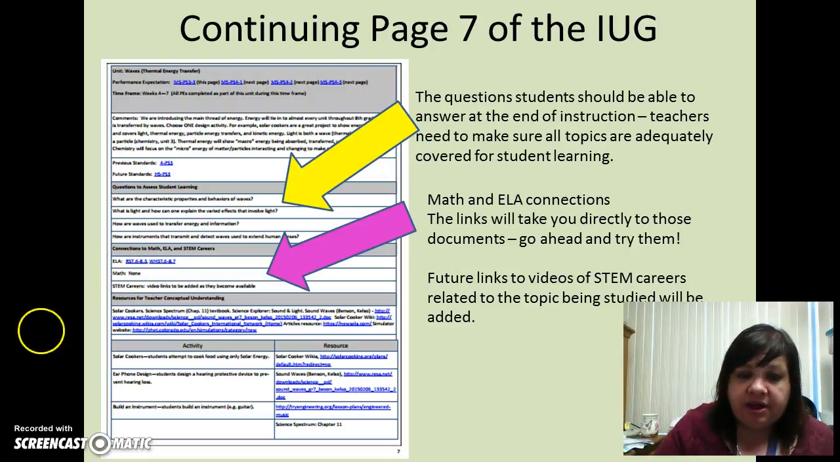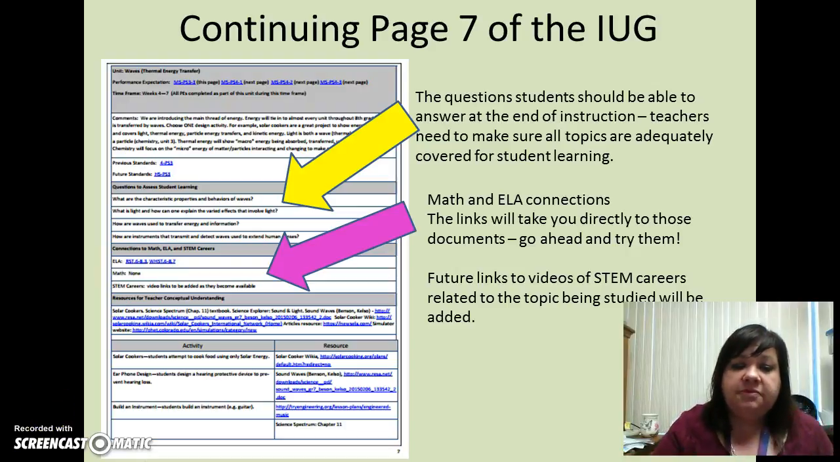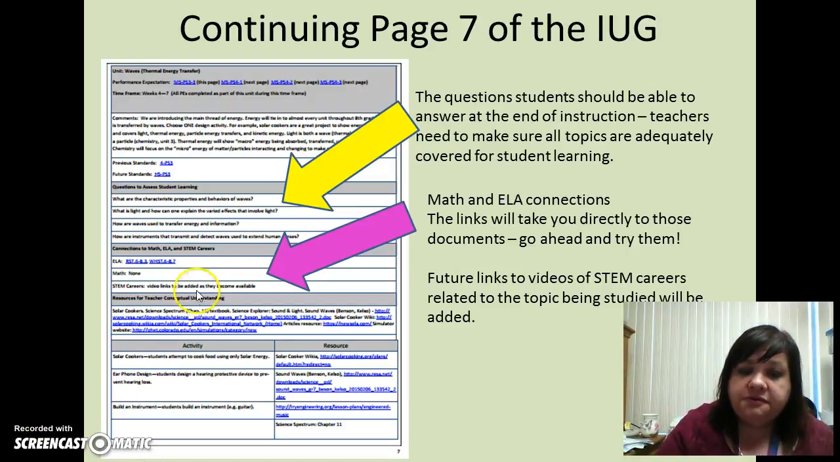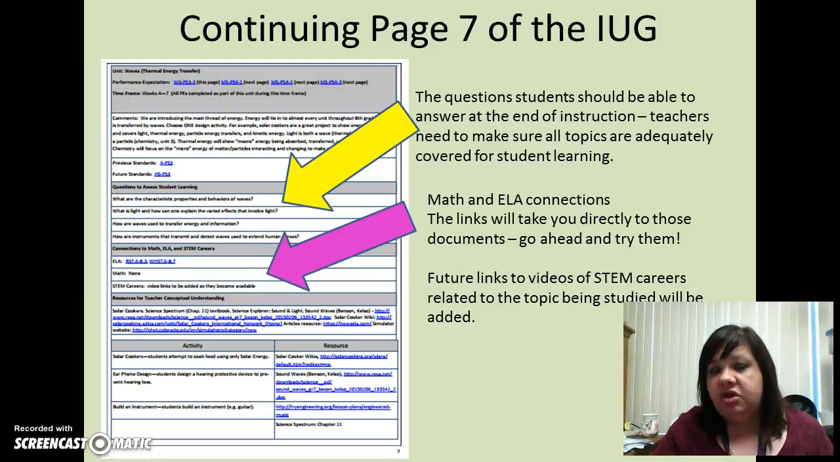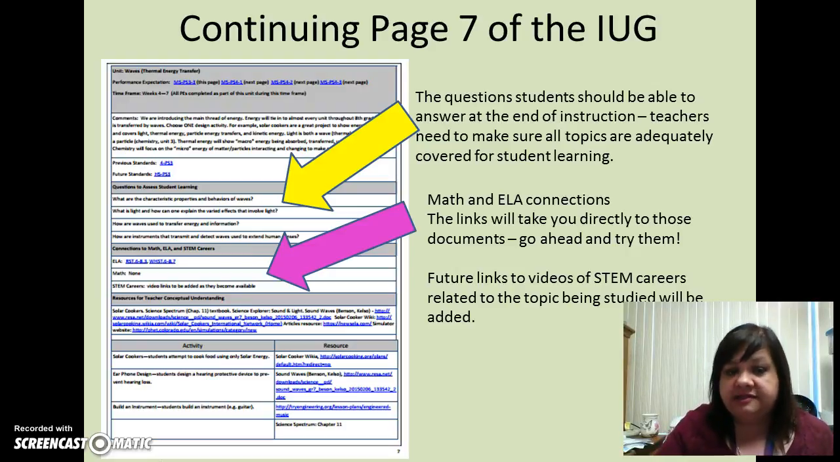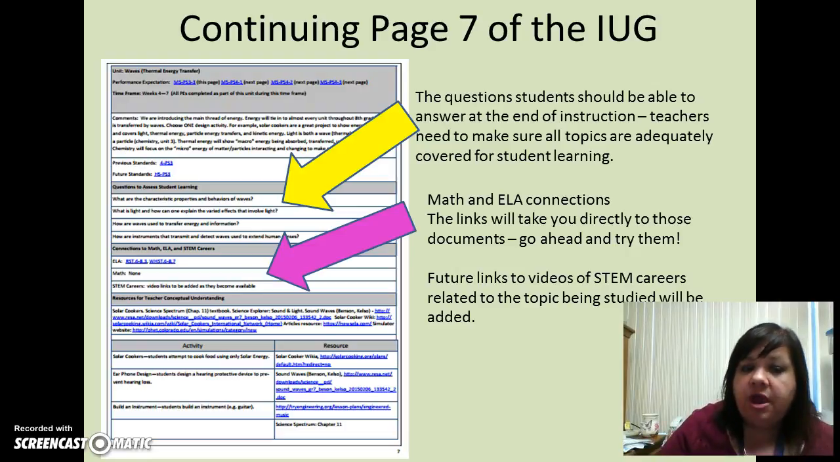There's another area here called STEM careers, and we are going to be spending some time this year gathering videos of professionals in STEM related careers that relate back to what we're doing. So when we're looking at waves, we can find somebody who uses that information in a STEM related career, science, technology, engineering, or math, and have a short 1 to 3 minute video talking about the career and education needed to get there, so students will have something to relate with STEM on that.